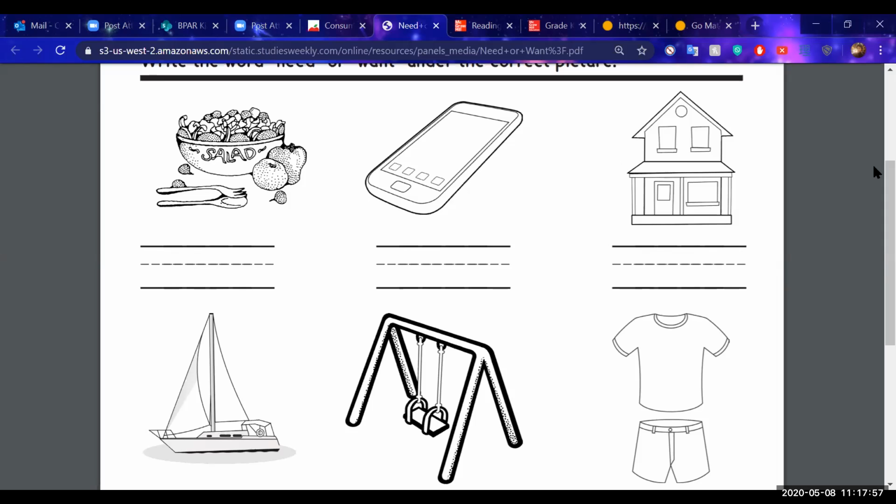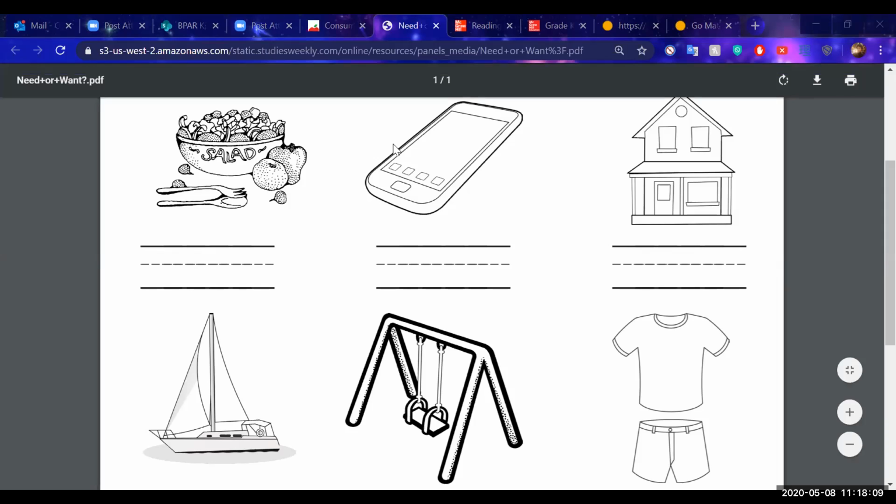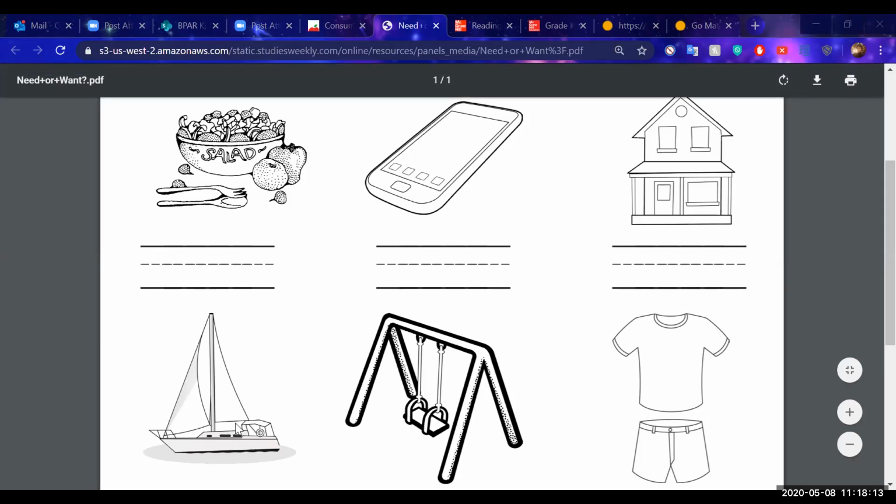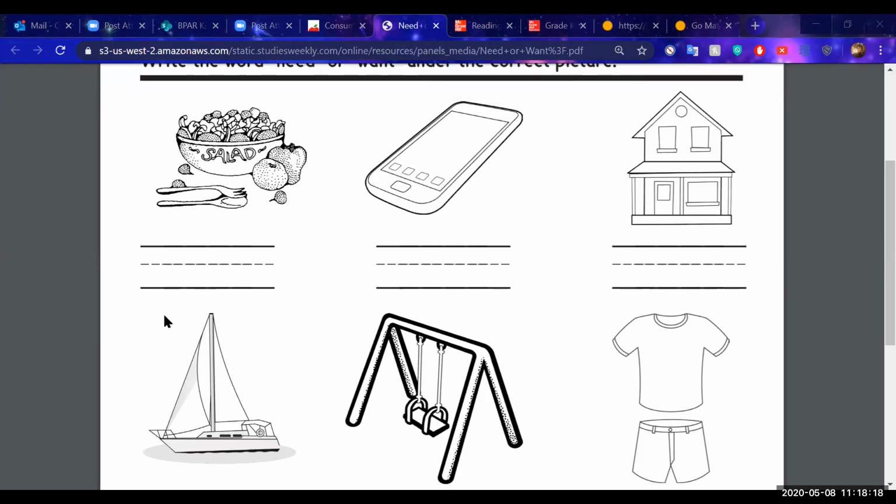What about the next picture? It's a picture of a house. Is a house a want or a need? A house is a need. You need somewhere to go home to and to live at and be safe. Now we're looking down here. Down here you see a boat. Is a boat a want or a need? That's right. A boat is a want.